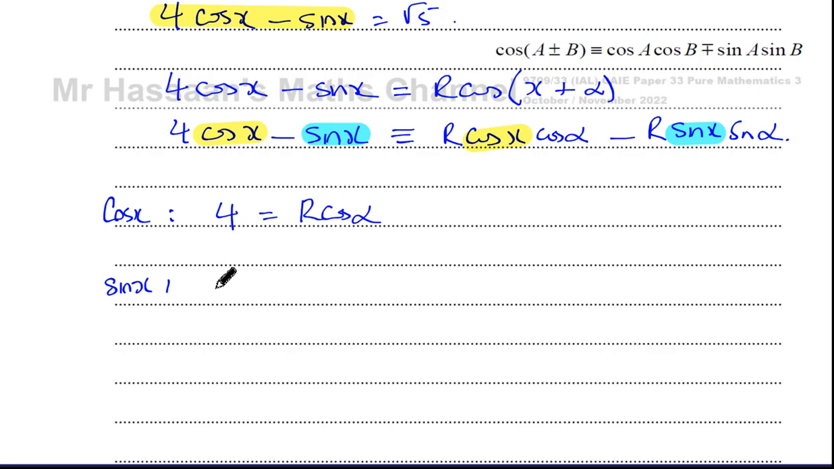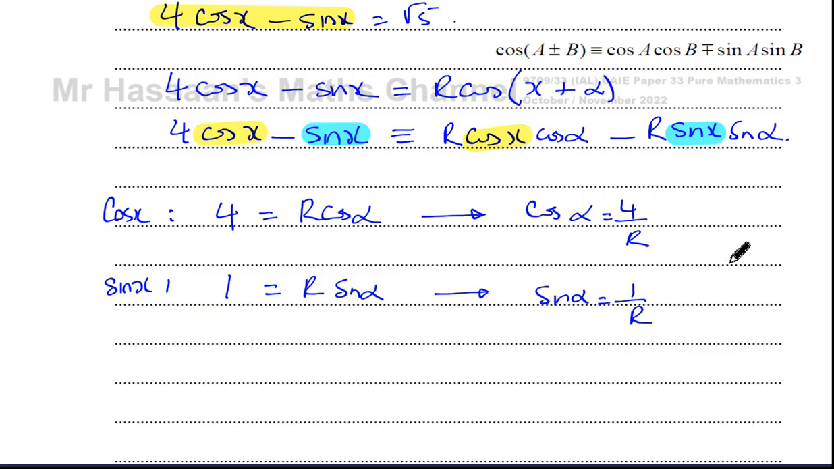So there's a 1 here, it's 1 equals, and on this side I've got r times sine alpha. So from this, I can say that cosine of alpha is equal to 4 over r. And from this, I can say that the sine of alpha is equal to 1 over r. And from these two together, I can form a right angle triangle.